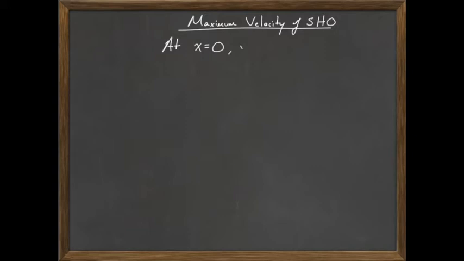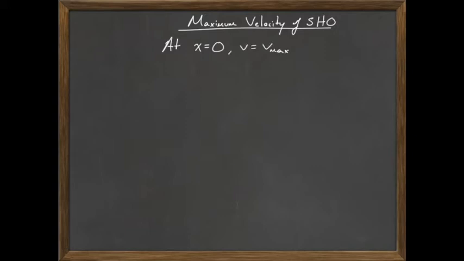Now, what if we look at it the other way? What if we are passing through equilibrium and we've reached our maximum speed? We mentioned earlier that the maximum speed is the amplitude times the angular frequency. But what happens if we look at this in terms of energy? We do the same thing. We know it reaches maximum velocity when you're at equilibrium, so at x equals 0.